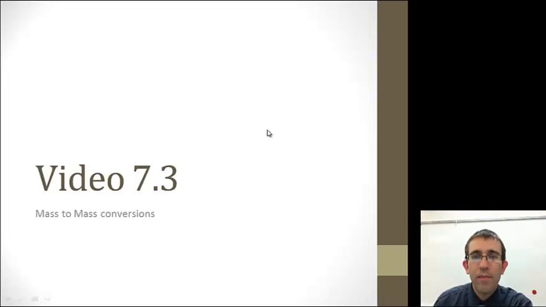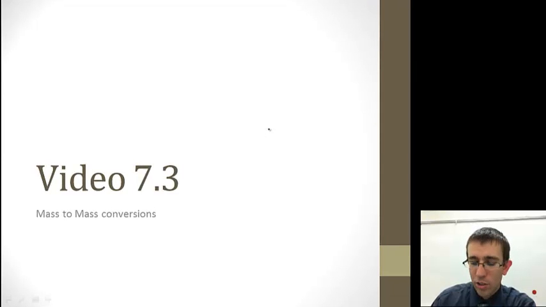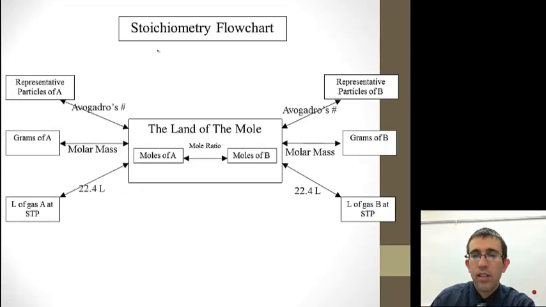Alright, here we go again. Mass to mass conversions. More stoichiometry. I know it's our favorite thing to do. Some things that you're going to want is have your mole map with you, your flow charts of the moles. Today we're doing mass to mass, which means we're going to be going from grams of one substance to grams of a totally different substance.